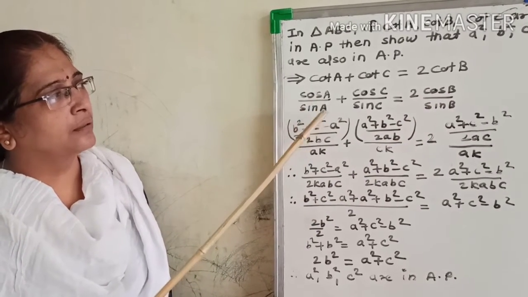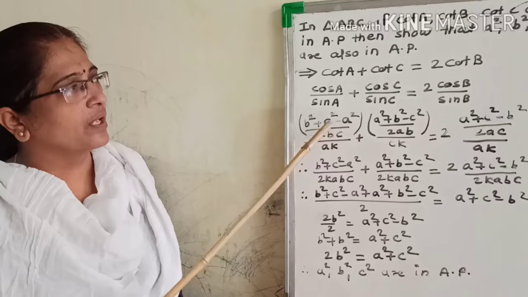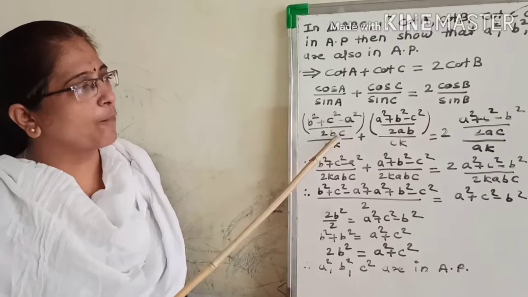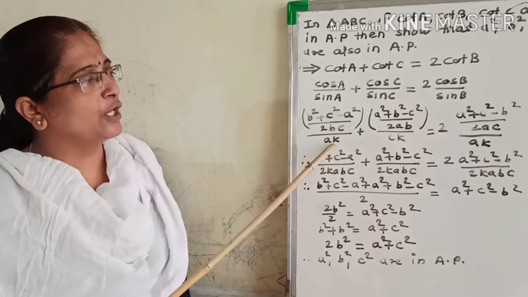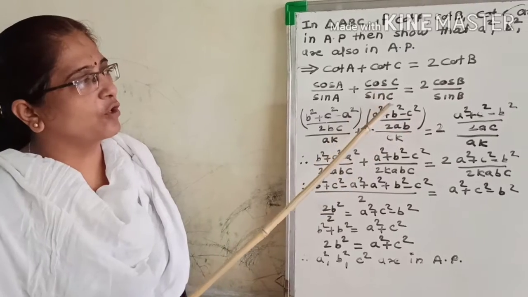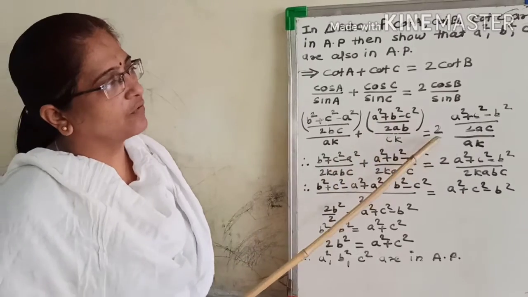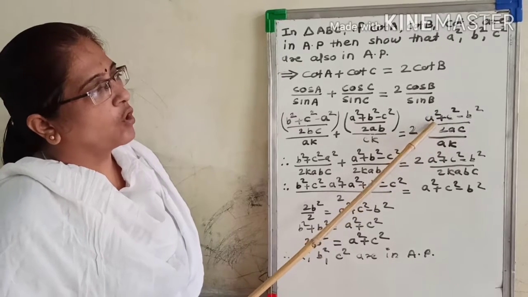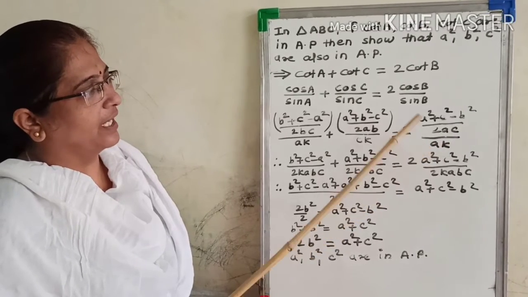Now using the cosine rule for cos A and the sine rule for sin A. Cosine rule: cos A is equal to b square plus c square minus a square upon 2bc, and sine rule: sin A is equal to a by k. Similarly cos C is a square plus b square minus c square upon 2ab, and sin C is equal to c by k. Again putting the value of cos B and sin B: cos B is a square plus c square minus b square upon 2ac, and sin B is b by k.